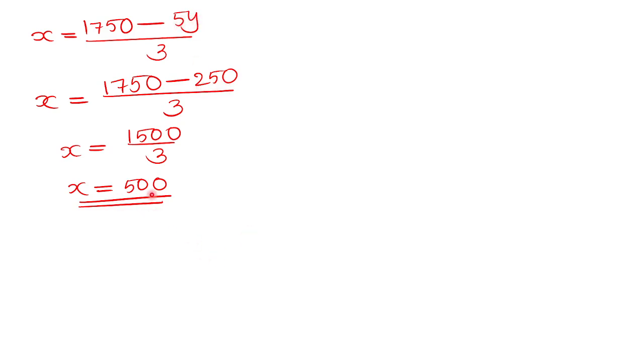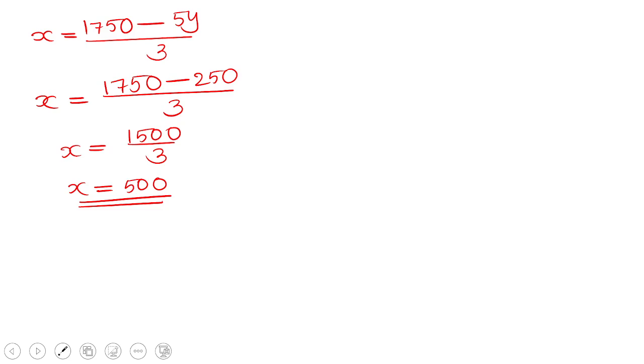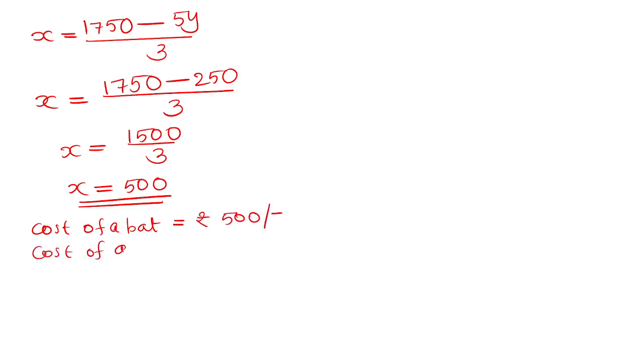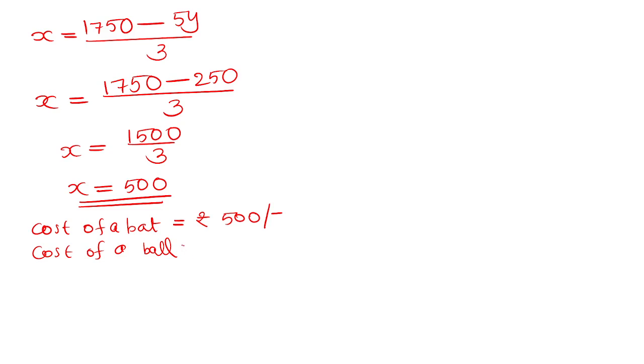Now, at the end you must write the conclusion. The cost of the bat is x, which is 500. So the cost of a bat is rupees 500, and the cost of a ball is y, which is 50 rupees. You must write the conclusion at the end. So this is the way.